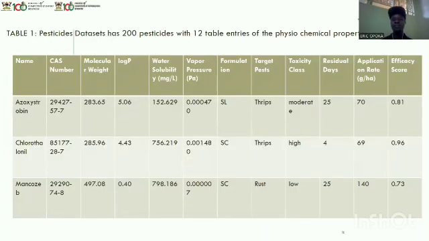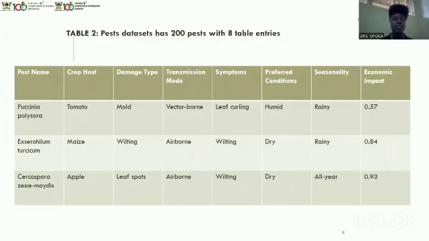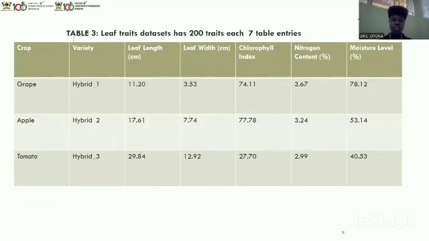So that's how the example of the data set for the pesticide was looking. It consists of the name, CAS number, molecular weight, lipophilicity, water solubility, vapor pressure, formulation, target pest, toxicity level, residual phase, application rate, then efficacy score. Then we had the pests, which had these columns: pest name, crop host, damage type, transmission, symptoms, seasonality, economic impact. Moving on, for the leaf traits we had the crop variety, leaf length, leaf weight, chlorophyll index, nitrogen content, and moisture level, like you have seen.